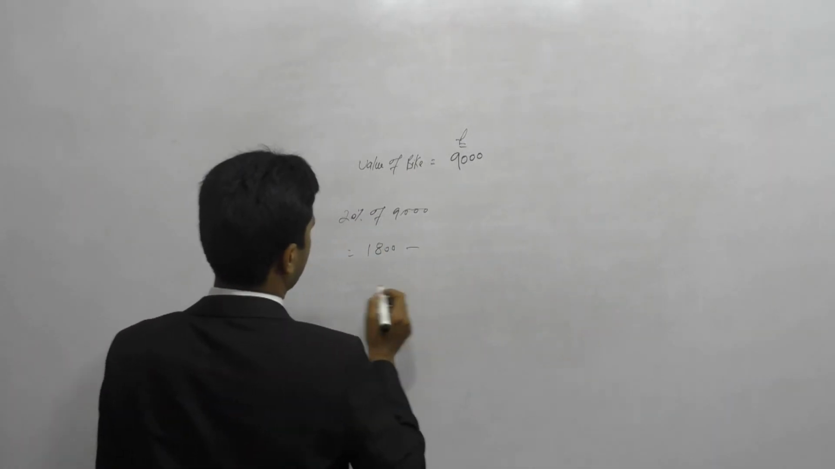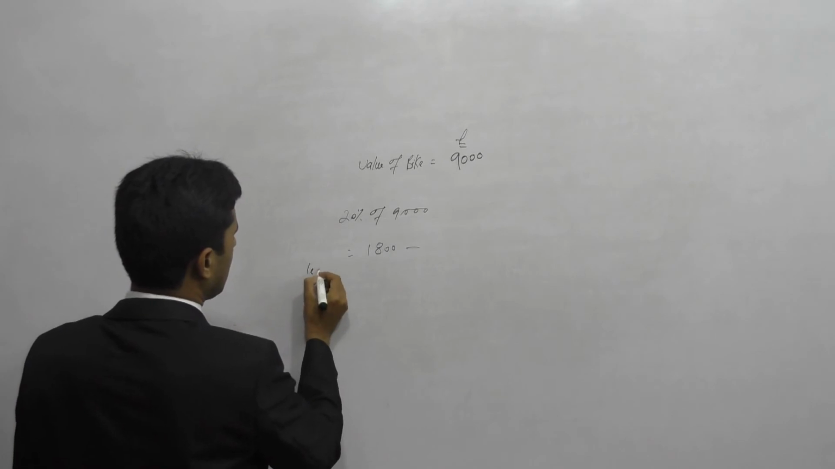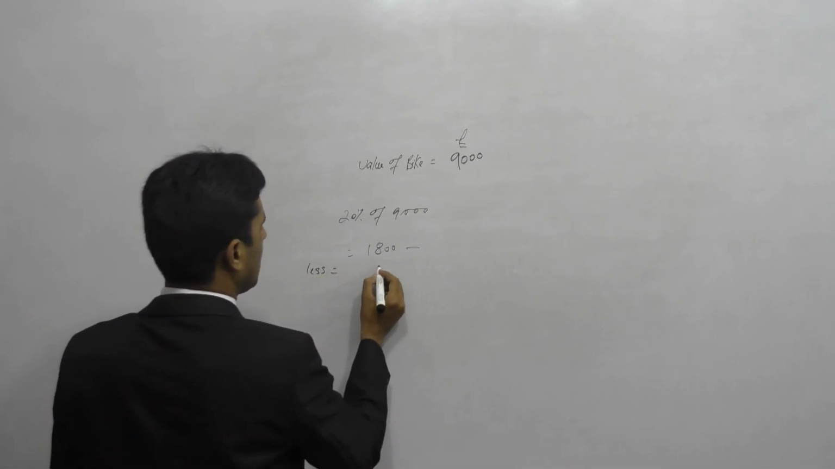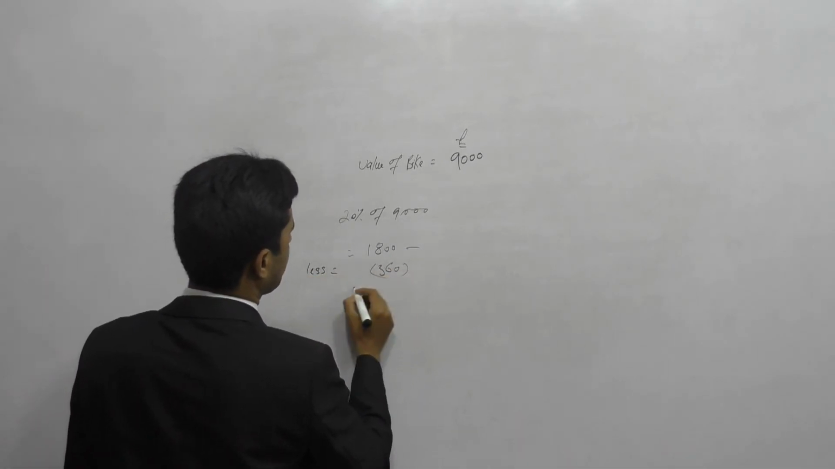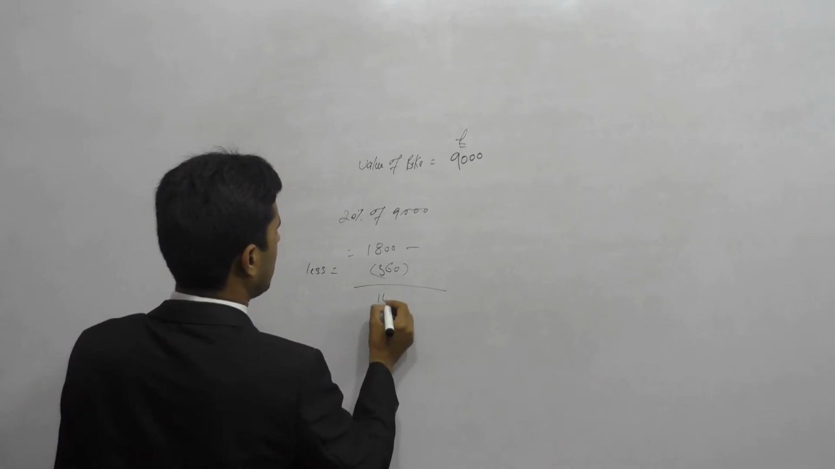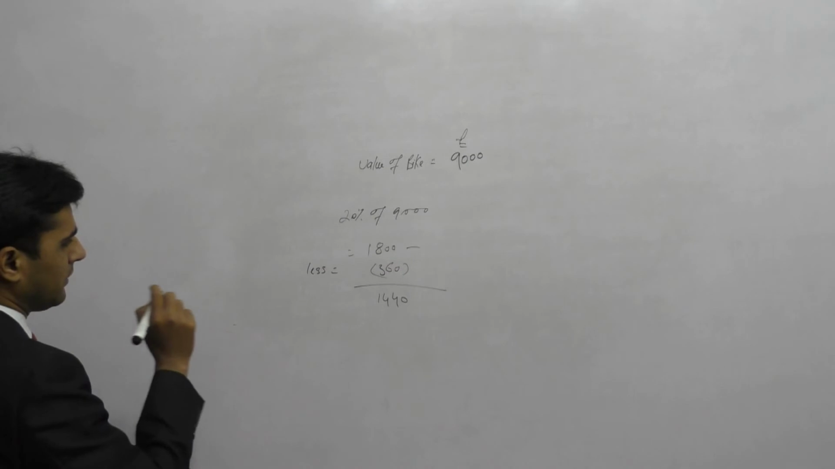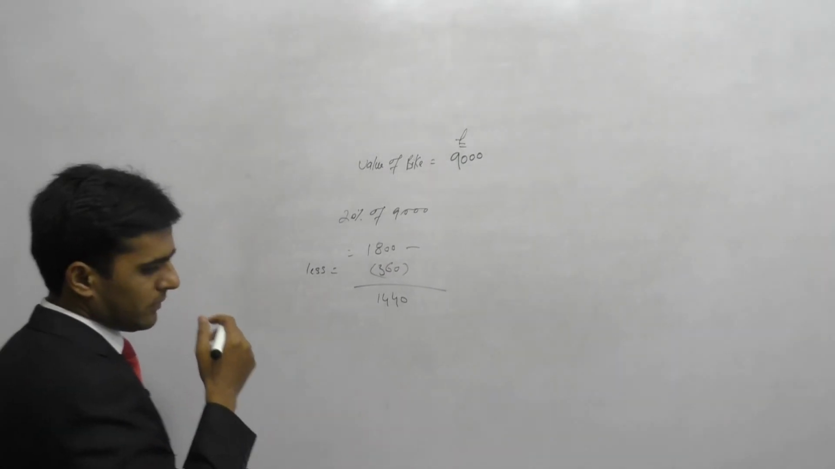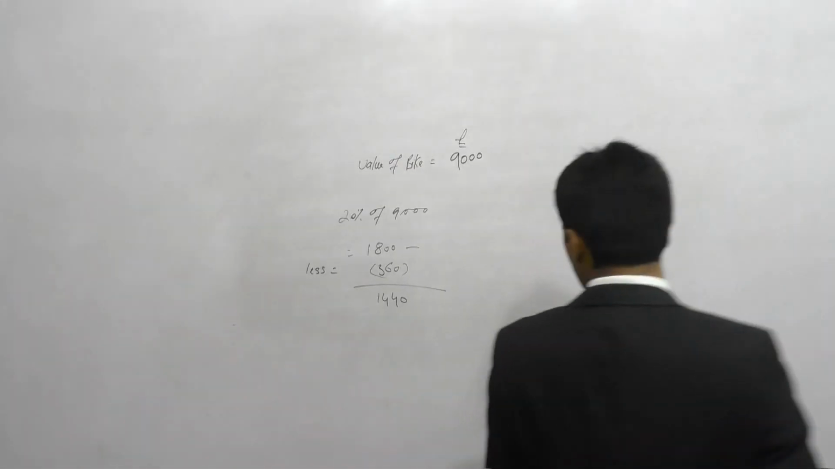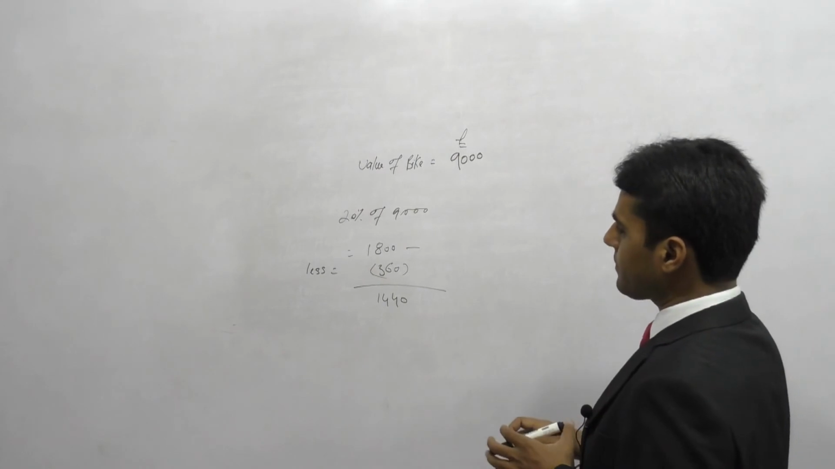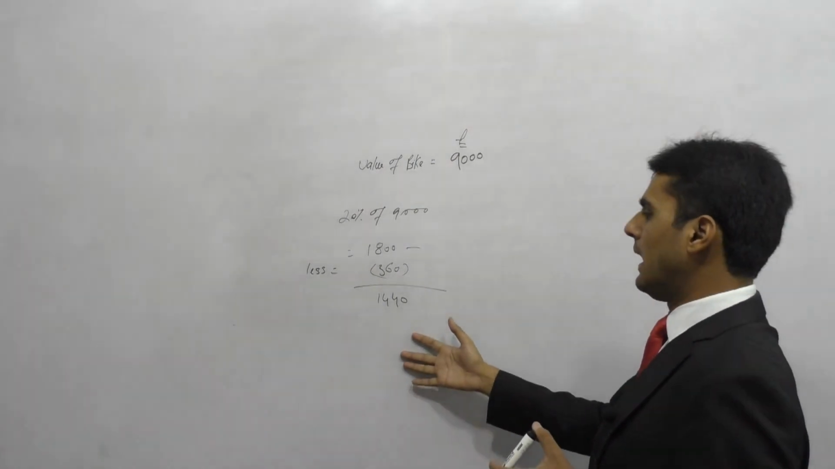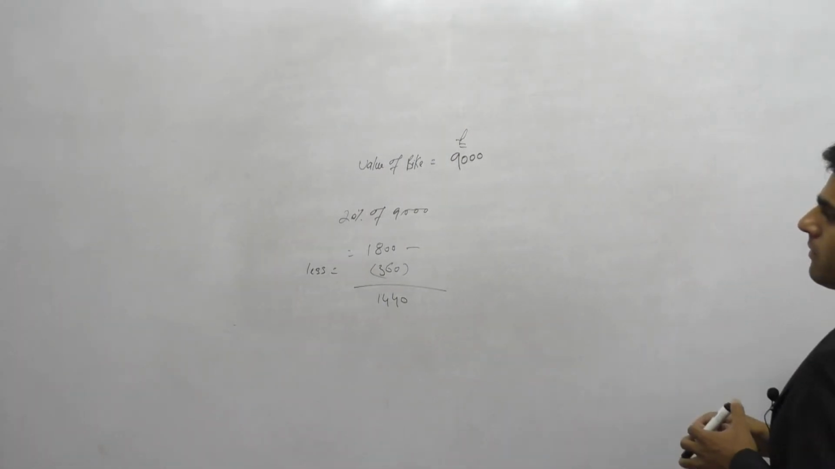£360 will be the contribution. So less £360 will be deducted out of that. So it will be £1,440, if I'm not wrong, £1,440. Yep. So £1,440 will be the benefit of the motorcycle, and this is the amount.